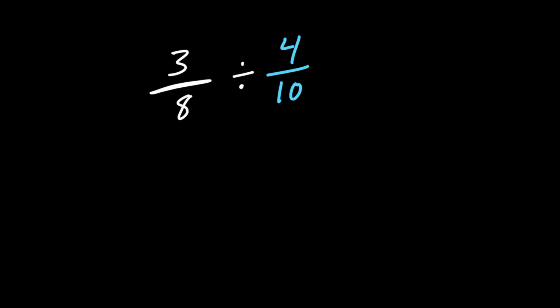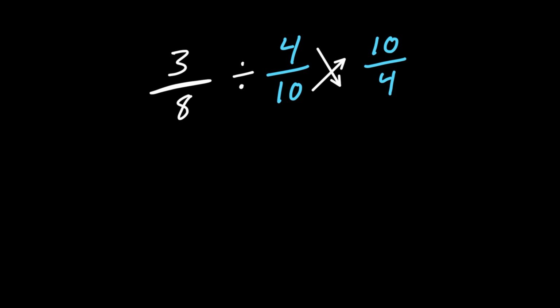What we do is we take the reciprocal of this fraction. And the reciprocal is just a fancy way of saying we flip this fraction around. Let's flip this guy around. So let's move this 10 up here, and then let's move this 4 down here. And what we get is 10/4.